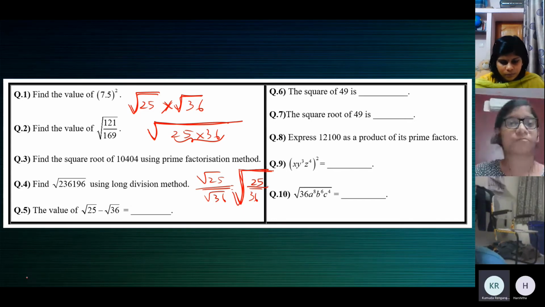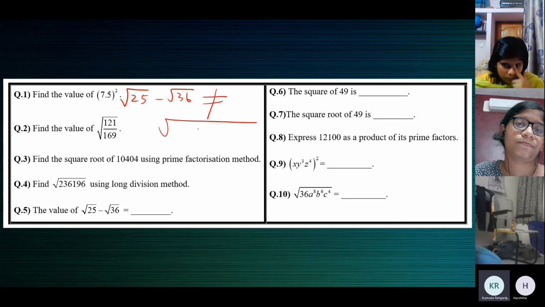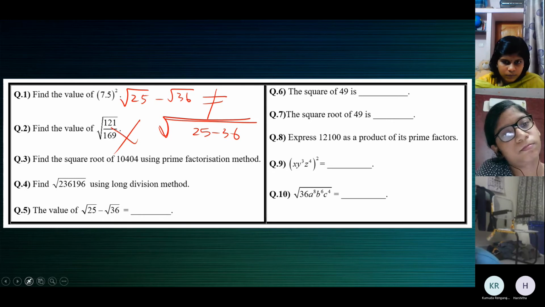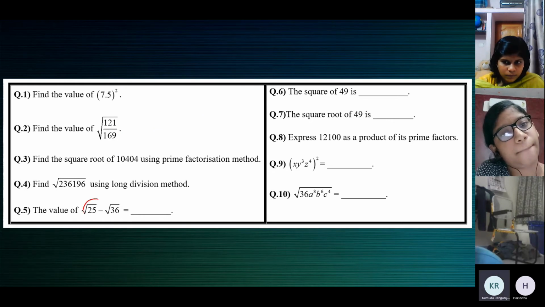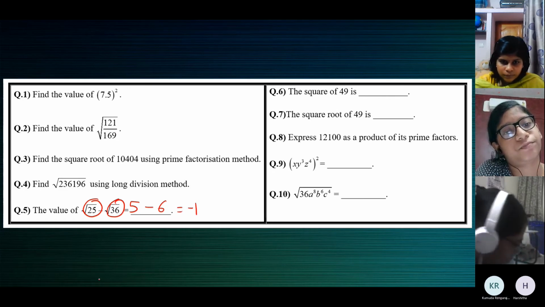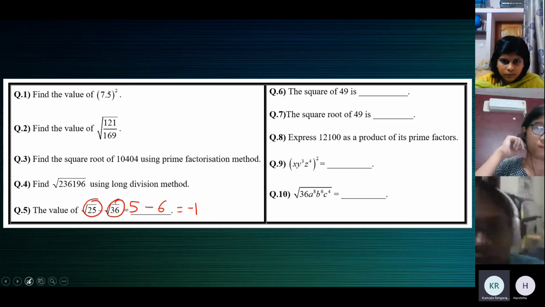But for addition and subtraction, you cannot do that. If it's addition, subtraction, root 25 minus root 36 is not equal to root of 25 minus 36. When it's addition, subtraction, you cannot put them under the same square root like this. You cannot do this. So you should find this value, 5. You must find this value, 6. 5 minus 6, which is minus 1. Answers from 6 to 10, we'll see in the next class.